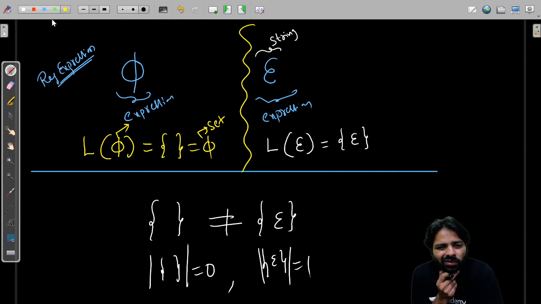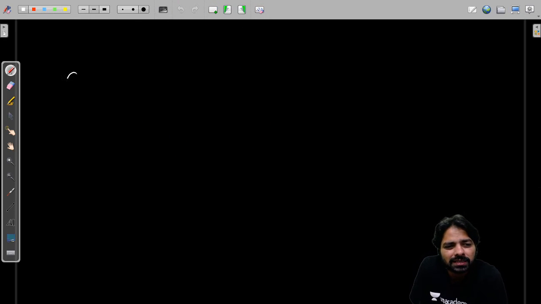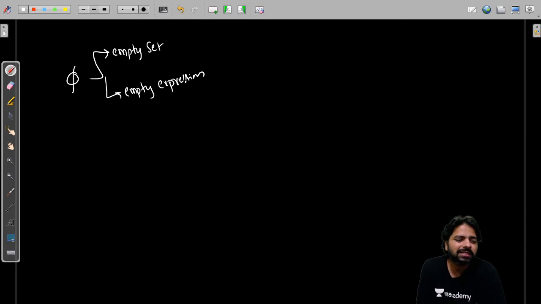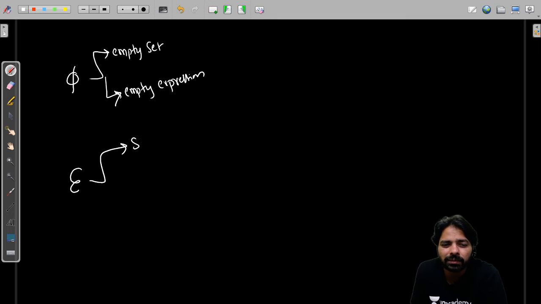Clear this point? Any doubt here? And look at those people who are blindly preparing, guys. Pi, you must be careful. Are you dealing with empty set or are you dealing with empty expression? They are equivalent but they are not the same. You write pi in the expression, you write pi in the set, but you have to clearly say what you want to speak. Do you want to say set or expression? Say clearly.